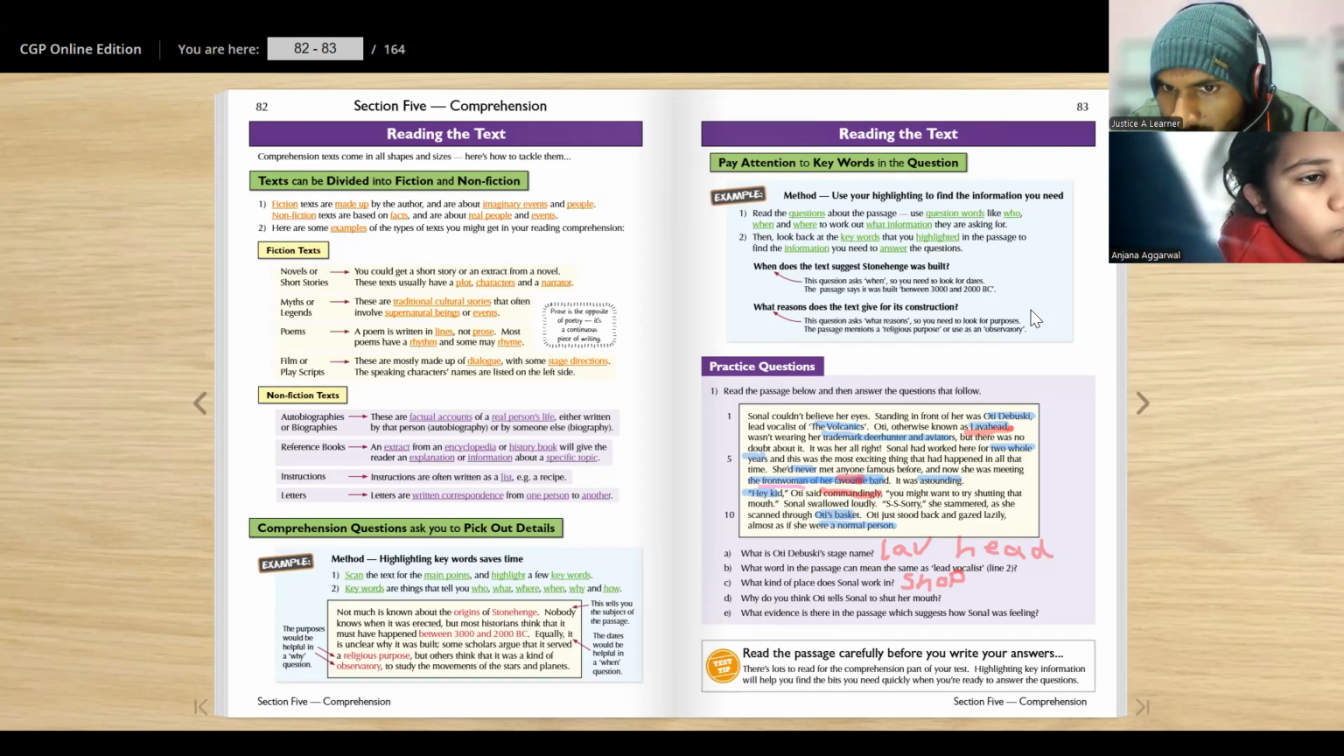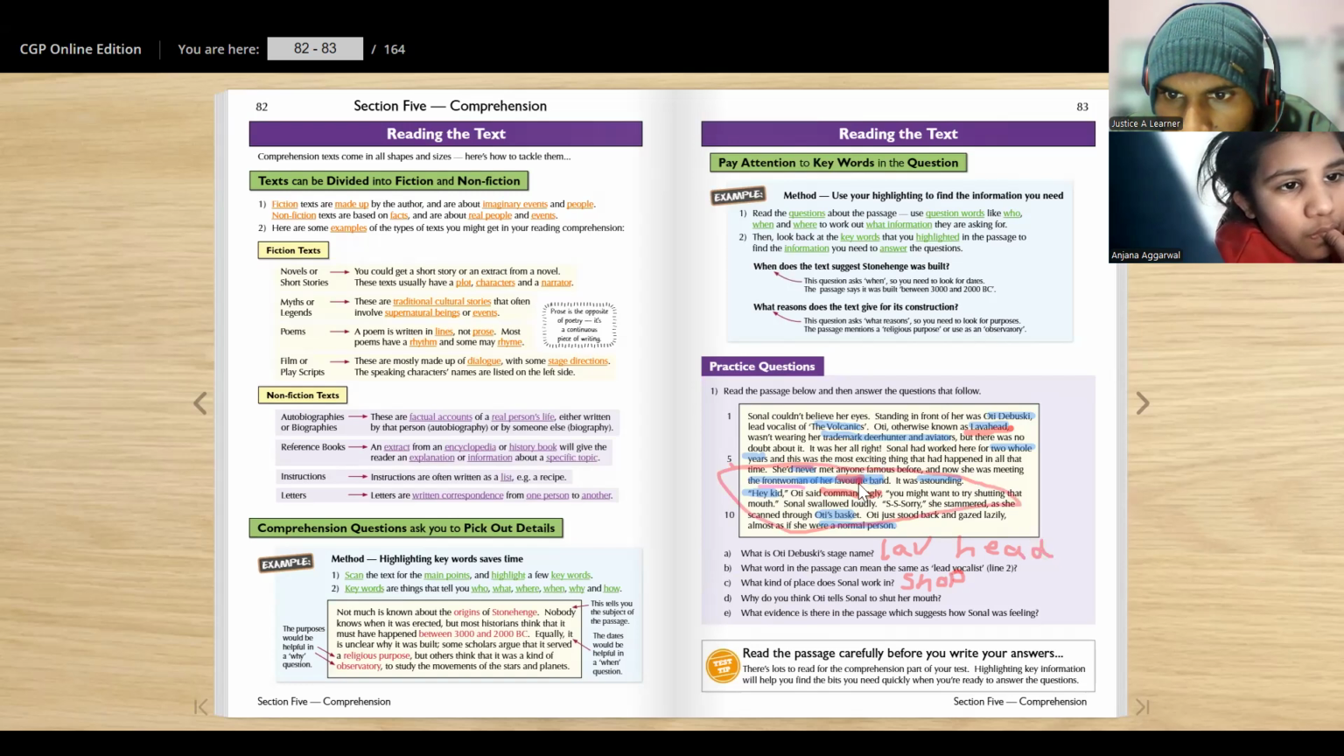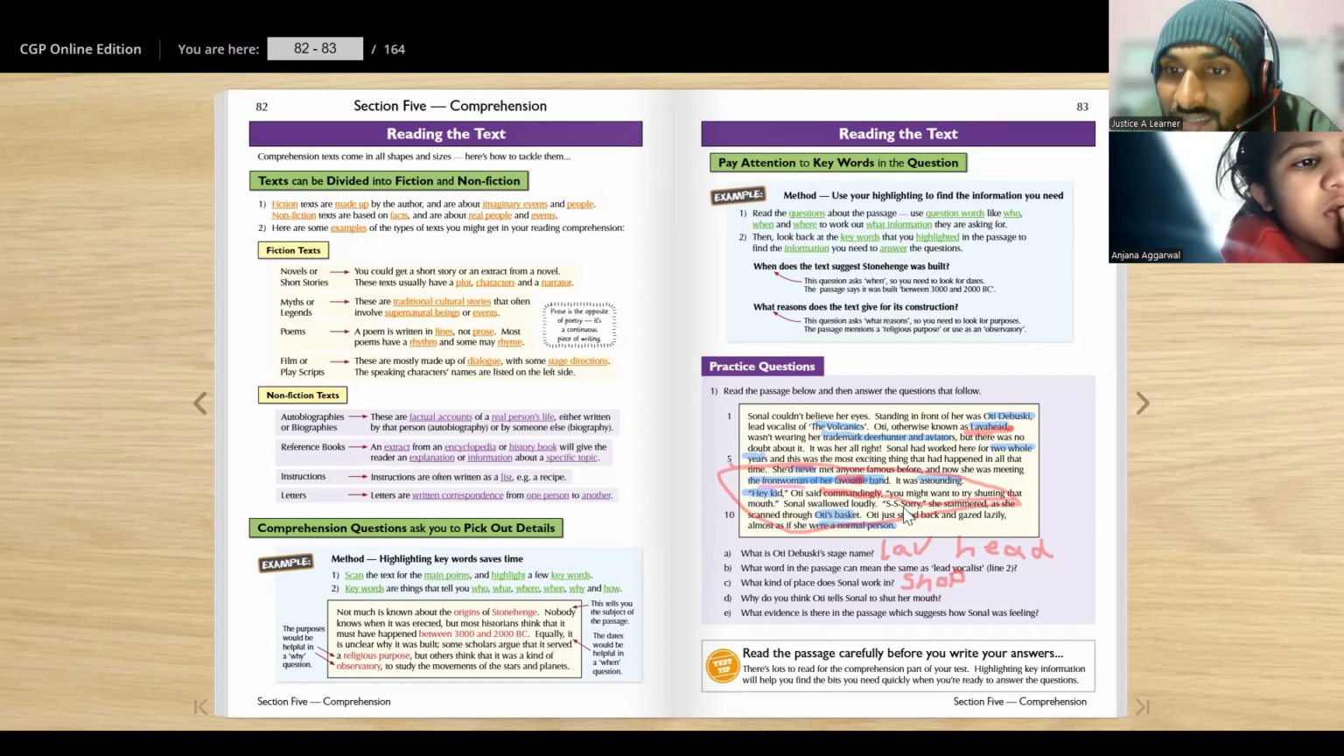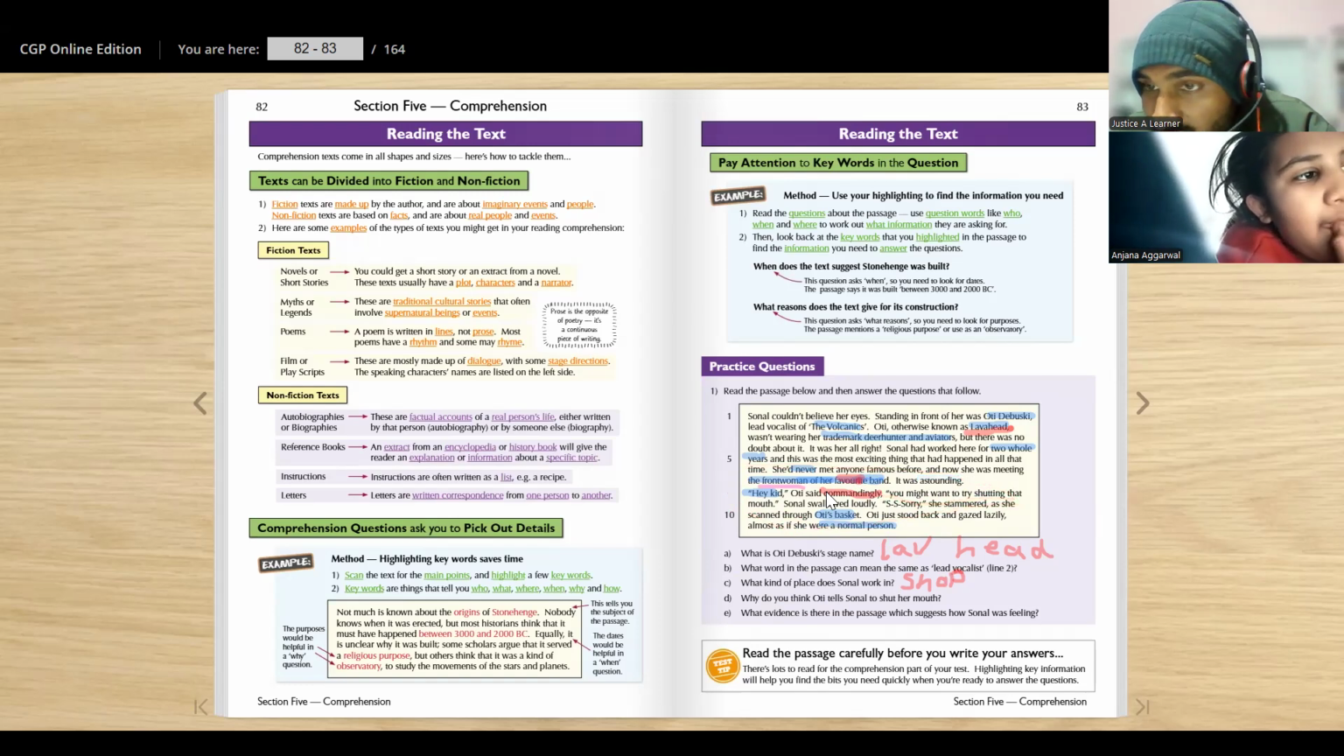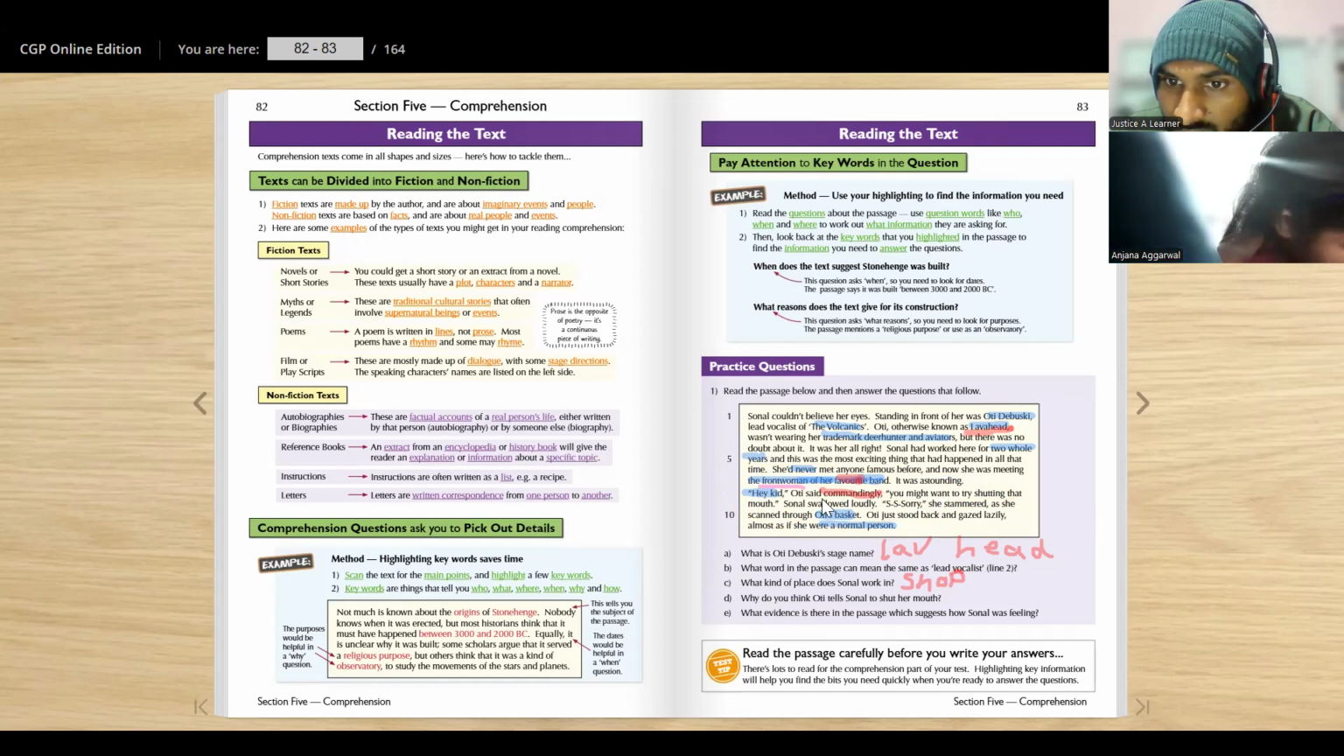There we go. OT, where is that? Can you read that? One woman went, it's astounding. Okay, OT said commandingly, you might want to try. This is what I was telling you: whatever is written first, and then whatever is written in the quotation, is a statement kept by that person. So OT said commandingly, you might want to try shutting that mouth.